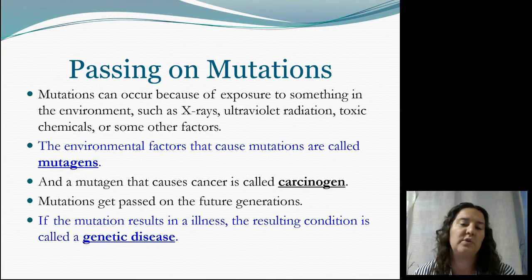So if we have a mutation in one of our skin cells, this isn't going to affect the DNA of future generations. But if we have a mutation in one of our ovarian or testes cells, when sperm or eggs are being produced, this could cause the mutation to be passed on to future generations.